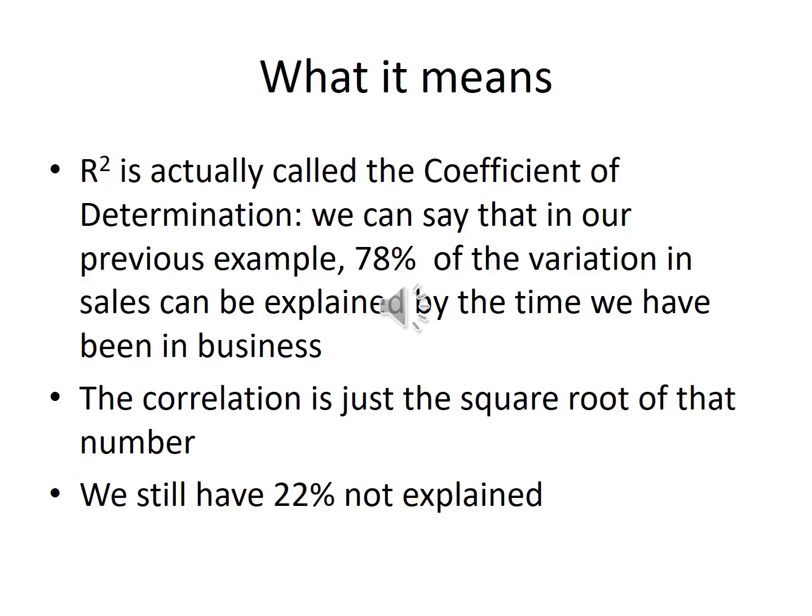So that number we had, that 77, that's actually telling me about 78% of my variation in sales can be explained by the time we've been in business. So that means that there's 22% of the variation I can't explain, right? So all you do is take the correlation and square it. And that gives me the coefficient of determination. And it says I can explain 78% of the variation by that bottom variable.